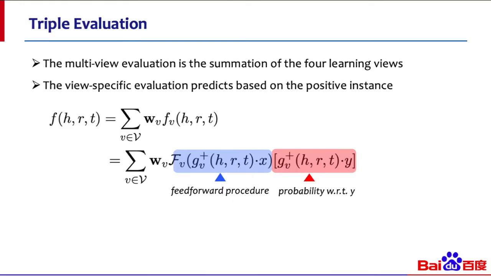Given the trained multiview model, the evaluation of a candidate triple is the summation of the four learning views. For each view, a feed-forward function processes the context of the positive instance and gives the probability corresponding to the label of the instance. Note that only positive instances are needed in triple evaluation.